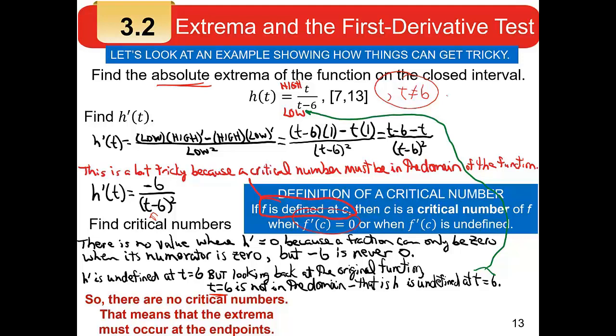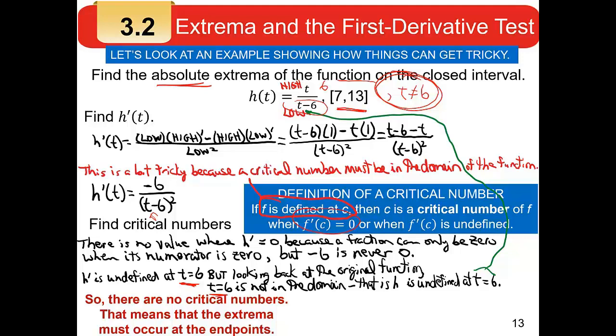But we have a theorem that says that if you've got a continuous function defined on a closed interval, and you say, well, this function is not continuous at 6, but 6 is not even in the interval. 6 is over here. That's another reason t equals 6 couldn't work. You could also throw it out because it's not even in the interval that you're interested in. 6 is not even between 7 and 13. So that's yet another reason you could have tossed it out. So there just are no critical values or critical numbers.